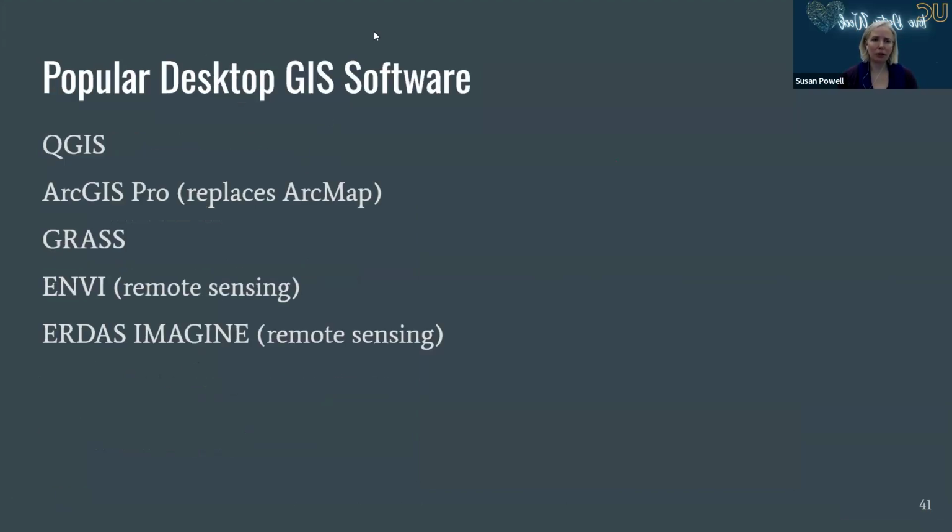There's a variety of popular desktop GIS software. The two I'm going to highlight are QGIS and ArcGIS Pro, which is replacing ArcMap. And ArcMap is really, really going away now. For those of you who may have been familiar with it in the past, it will no longer be licensed starting this coming summer.